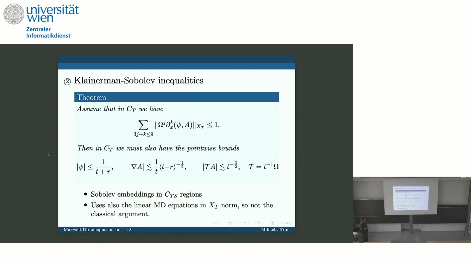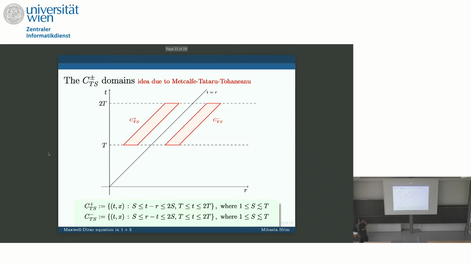We also need to be careful because it's not the trivial Sobolev embedding you would do. You need to use a little bit more. You need to use the linear Maxwell-Dirac equation in this XT norm that we devised. It gets more information than just the norm of the solutions, it gets the information about the sources. You are treating the sources, the nonlinearity, as a source in the CTS regions.